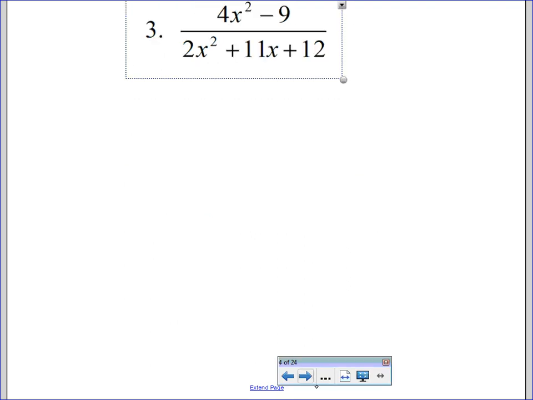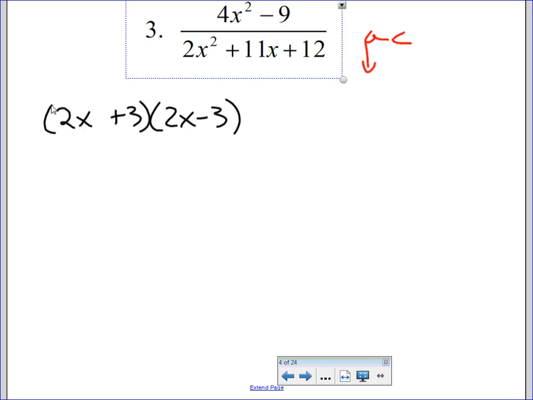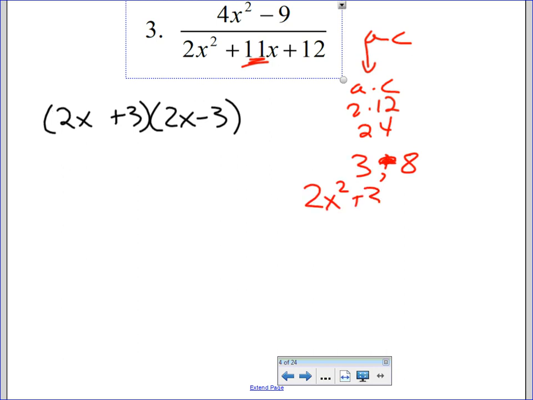For number 4, more factoring. So the top is a difference of squares, 2x plus 3 times 2x minus 3. But for the bottom, we're going to have to factor it. And I'm going to do the factoring over to the side here. We're going to use the AC method. And a times c is going to be 2 times 12, or 24. So I need two numbers that multiply together to give me 24 that add up to 11. And those two numbers are 3 and 8. So I'll go 2x squared plus 3x plus 8x plus 12.